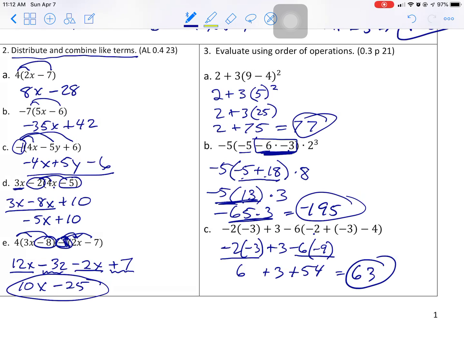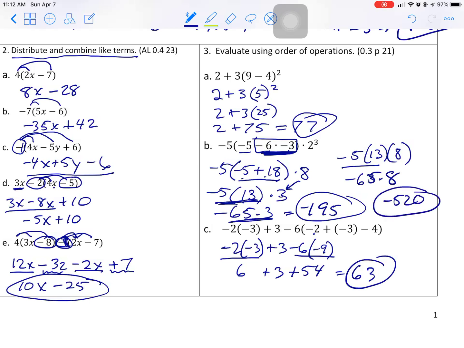I want to start the Explore by fixing something on the warm-up. Right here, I moved down a 3 instead of an 8. So that was negative 5 times 13 times 8. Negative 65 times 8. So negative 65 times 8 is negative 520. That's what the key says. Okay.